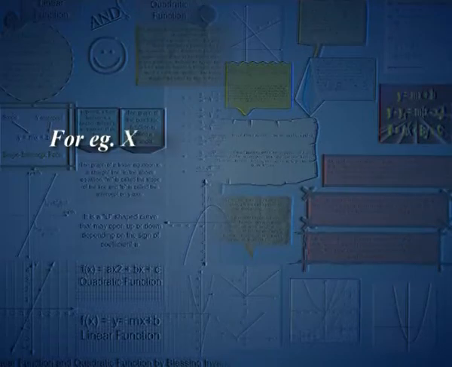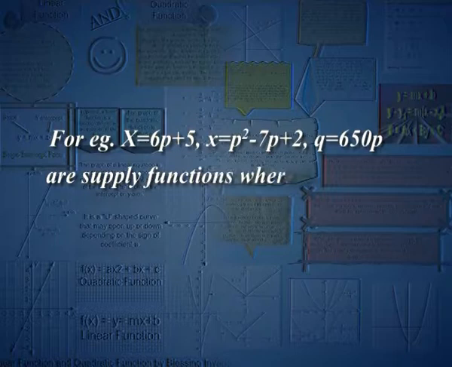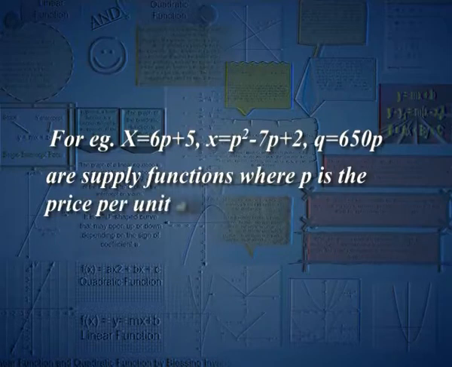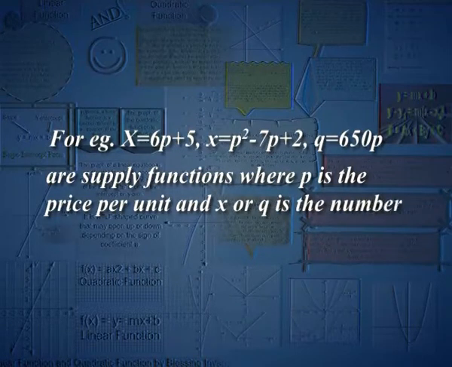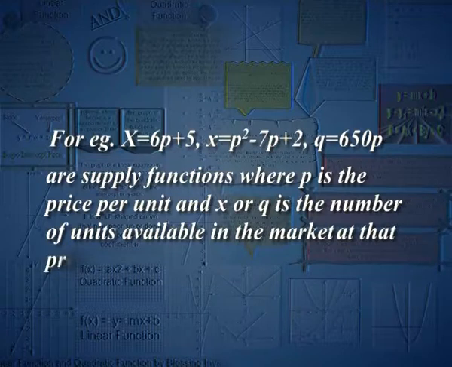In other words, supply function is a functional relation between the number of units of a particular commodity that sellers can supply at a given price. Let's see some of the examples for supply equations. For example, x = 6p + 5, or x = p² − 7p + 2, or q = 650p are some examples of supply functions, where p is the price per unit and x or q is the number of units available in the market at that price.